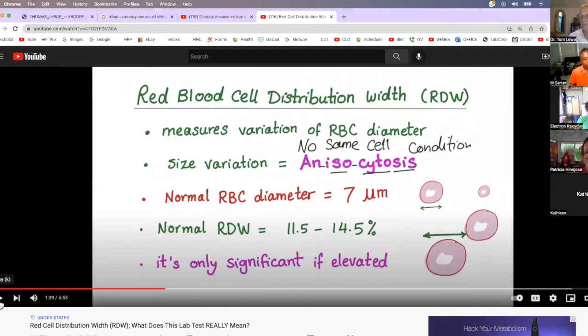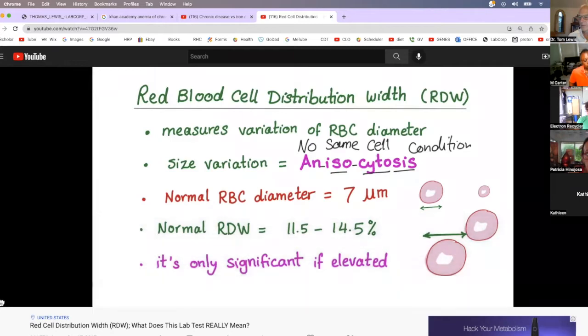So you can tell based on your RDW whether you have anemia of chronic infection or anemia of, what did we say, of iron deficiency. You see?